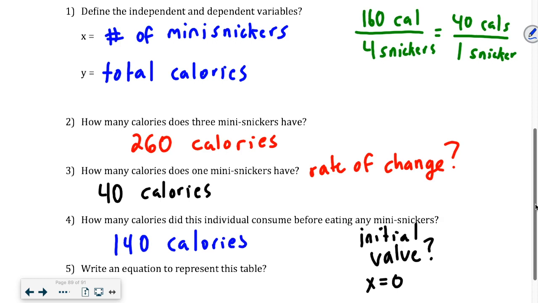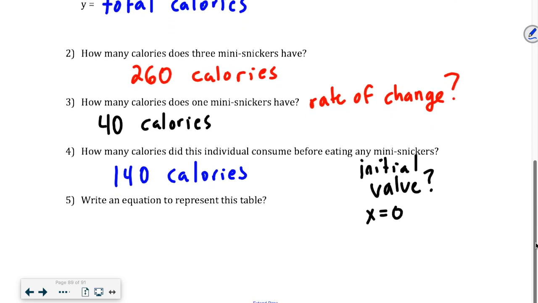Now, we're going to put all this into our final questionnaire, write the equation to represent this table. So y equals mx plus b. Go ahead and try to fill this in yourself before I write the answer down. So go ahead and pause the video.